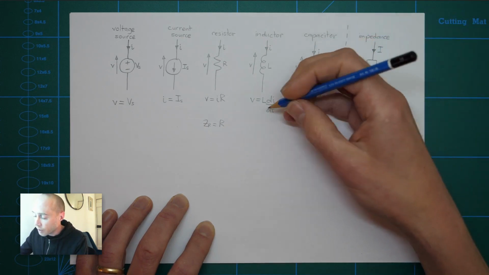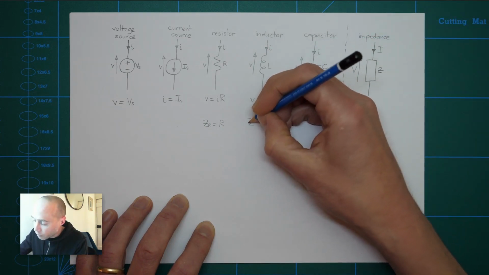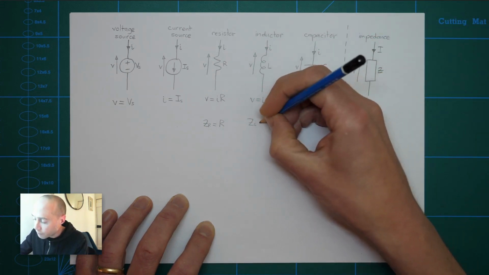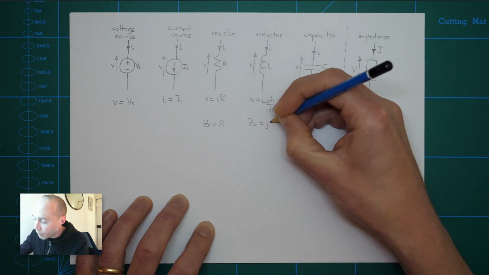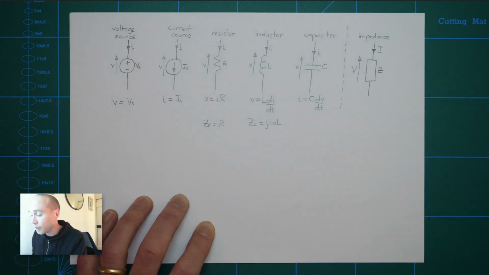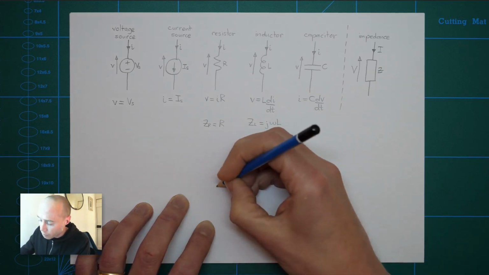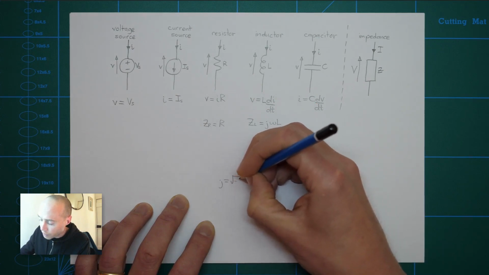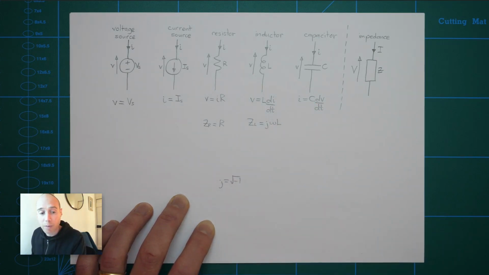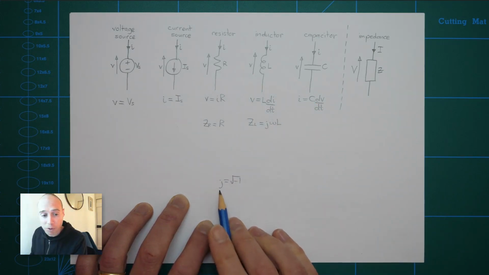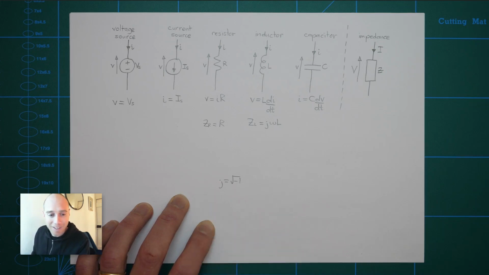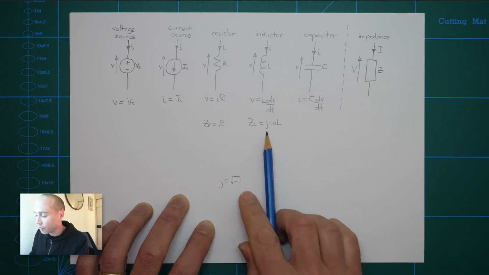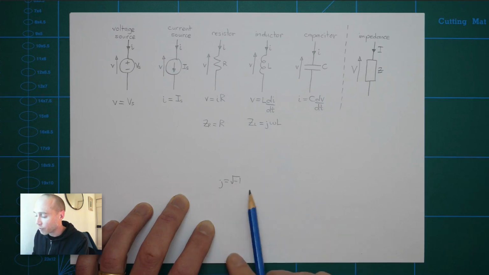So for the inductor, the impedance of my inductor, let's call it ZL, is equal to J omega L. Now, what do we mean by J here? Well, just in case there's any confusion, J here is the square root of -1. So what a mathematician might write as I, but I'm going to use J, the superior electrical engineer's notation for imaginary numbers. So J is the square root of -1.